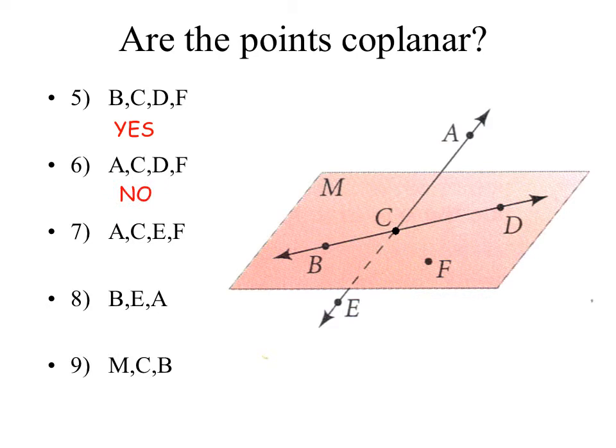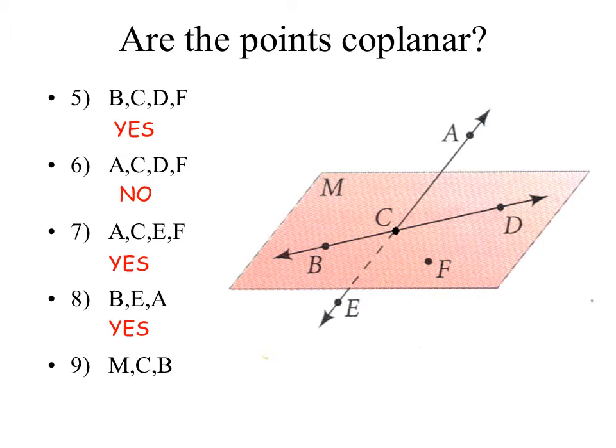A, C, E, and F. Well, A, C, E are all on one line, so I can really think of them as only 2 points because I only need 2 points to designate a line. And then point F is over here, so I really only have 3 points here. So yes, I could say that A, C, E, and F could make up a plane. Well, B, E, A, I don't even have to look at those because any 3 points would make up a plane. So yes, they would be coplanar.